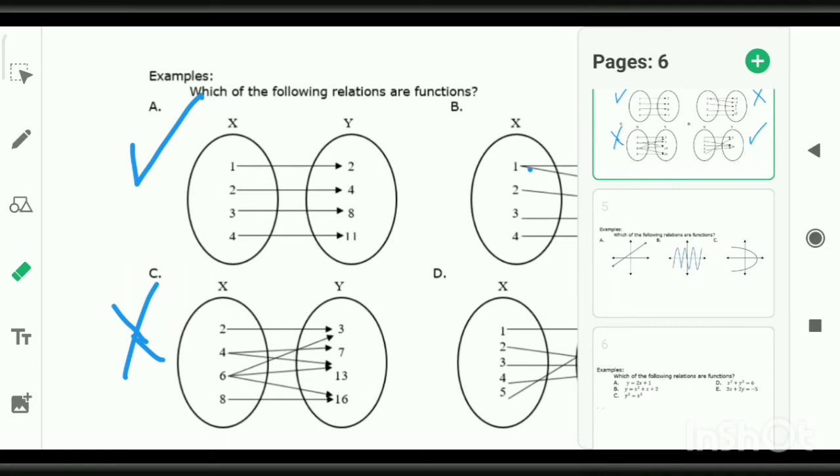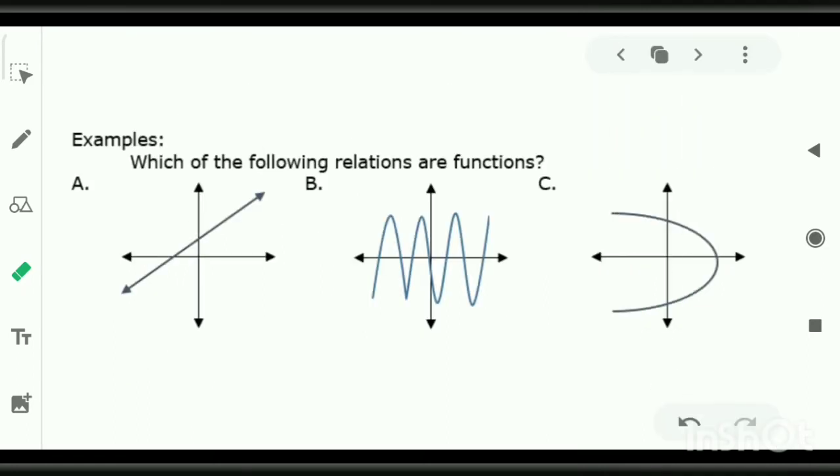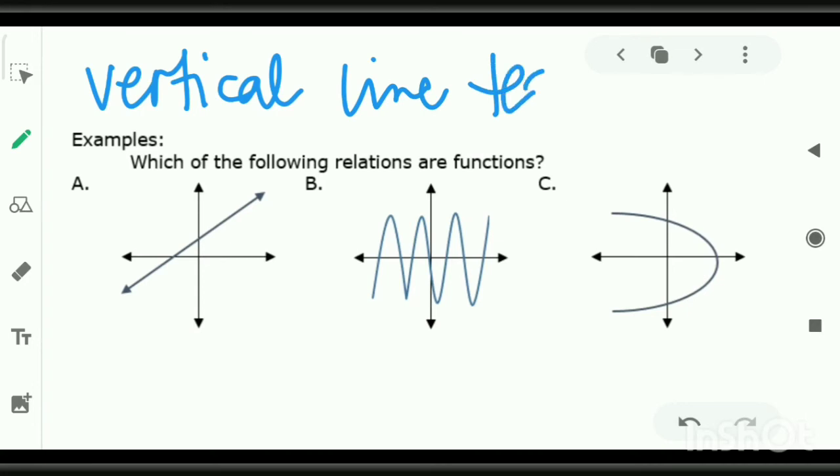Let's proceed to the fourth one, which are the graphs. Now, for graphs, we have what we call the vertical line test. For graphs of functions, we can identify if they represent functions if we do the vertical line test.